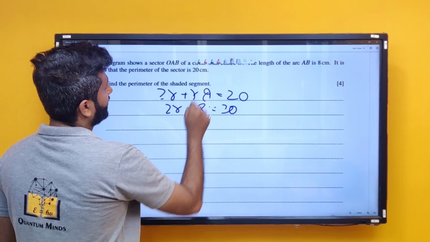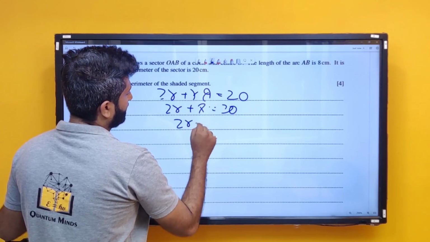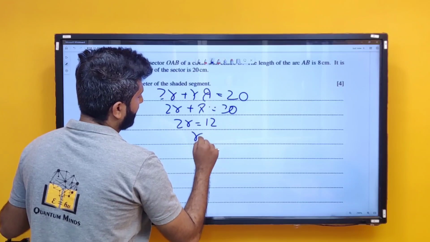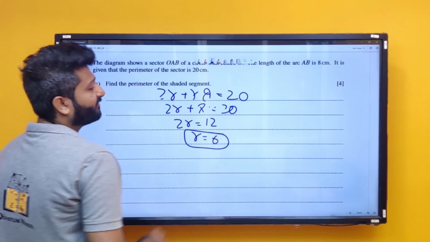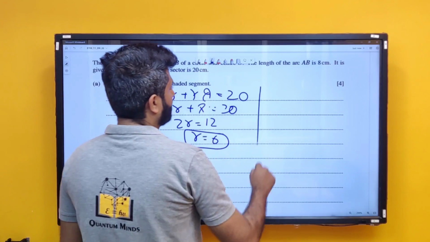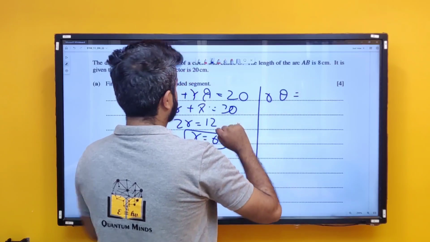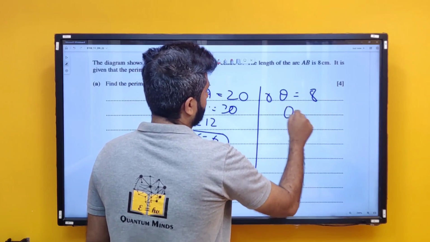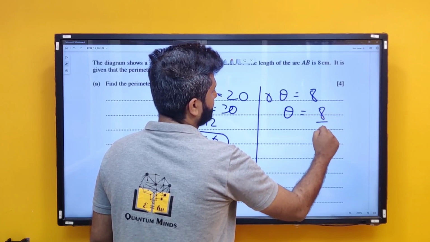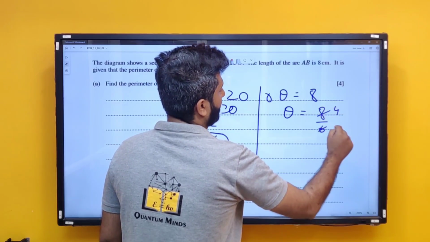2r plus 8 equals to 20. So I have 2r equals to 12 and r is 6. So if I have my r, I can find theta. So r theta is 8. Theta is 8 by 6 or 4 by 3.